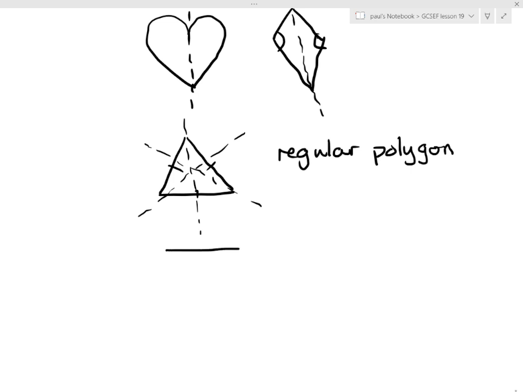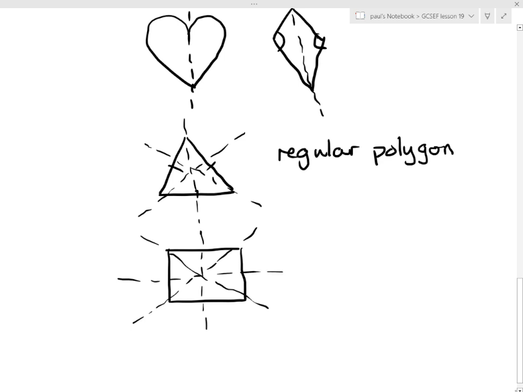So if we do a square, we have a line of symmetry there, a line of symmetry there, another one going down the middle, another one going across the top. So you see we've got three sides, three lines of symmetry, four sides, four lines of symmetry, and this goes on for the different shapes. If we have a five-sided shape, providing all things are the same, the pentagon, this will have five lines of symmetry.